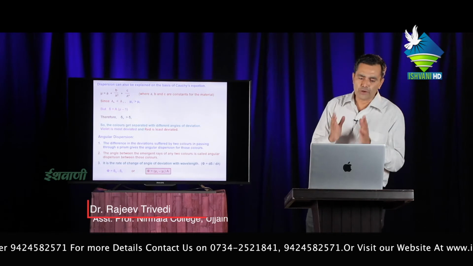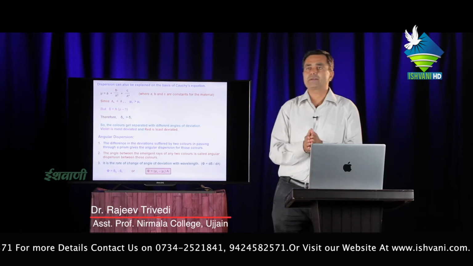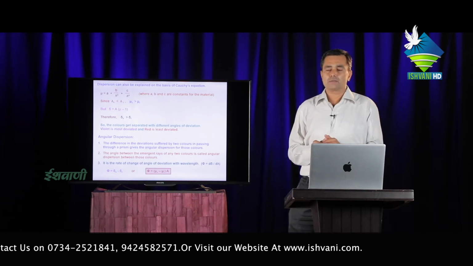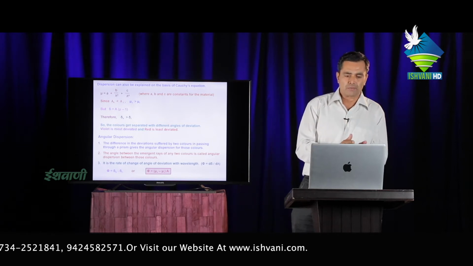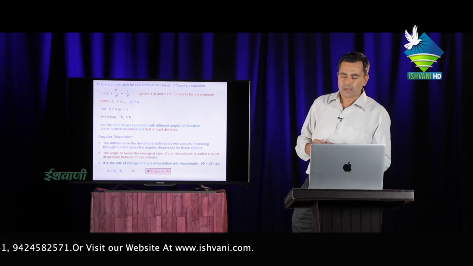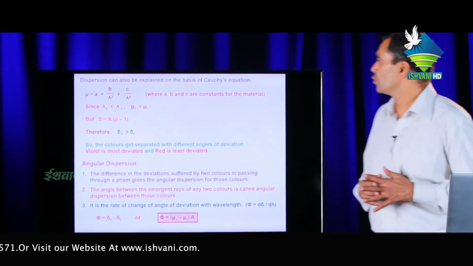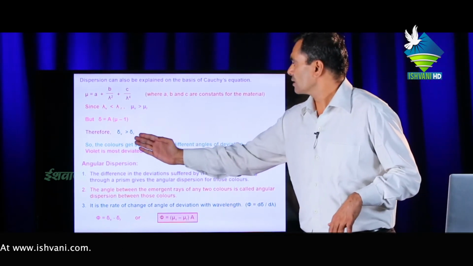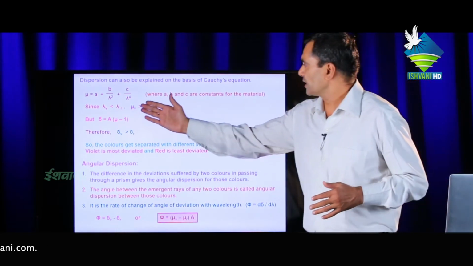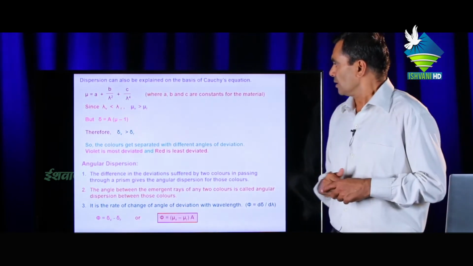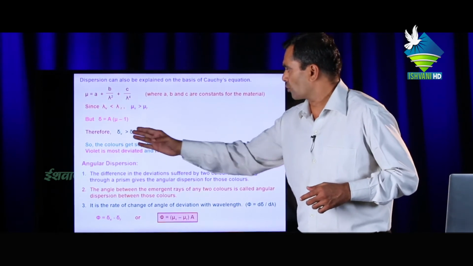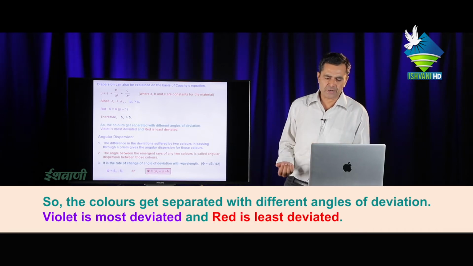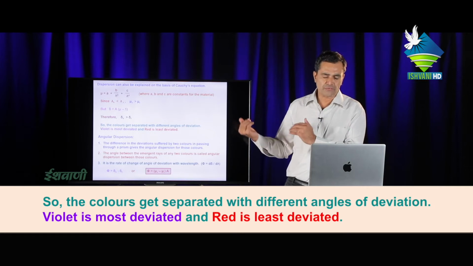We know that the wavelength for the violet light is very less in comparison to the wavelength of red color, and the refractive index of violet is greater than that of red color, and we know that delta equals A times mu minus 1, where delta is the angular deviation. Then delta V is greater than delta R. If refractive index is more in comparison to red, then deviation of violet is more in comparison to red. So the colors get separated with different angles of deviation.